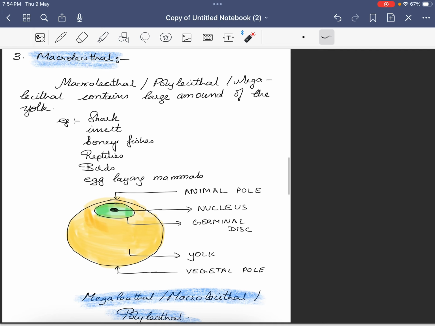There are certain organisms like sharks, insects, bony fishes, reptiles, birds, etc., which have this type of macrolecithal egg. They have a huge region covered with yolk, and it has a disc-like portion which we call the germinal disc because it contains the nucleus region. And do remember, as a general characteristic of an egg, they have an animal pole near the nucleus and a vegetal pole away from the animal pole region.